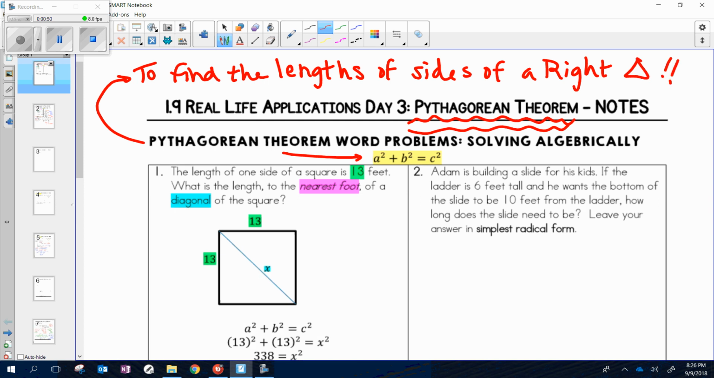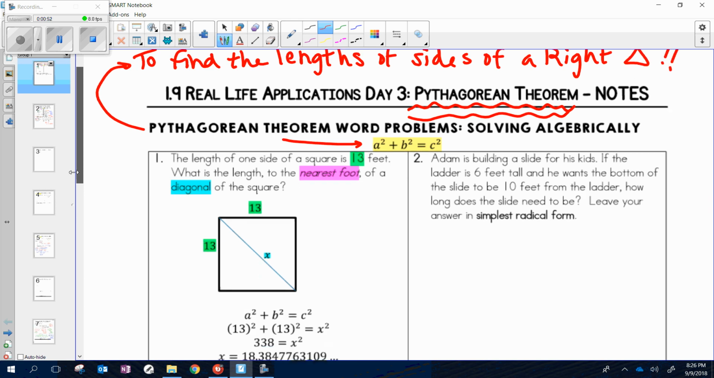So in the first example, it's worked out. It says the length of one side of a square. Oh, it's a square. That means it's got right angles. Look at that. It's 13, so that means all the sides are 13. What's the length to the nearest foot, which tells me I'm going to be doing some rounding, of a diagonal of the square.